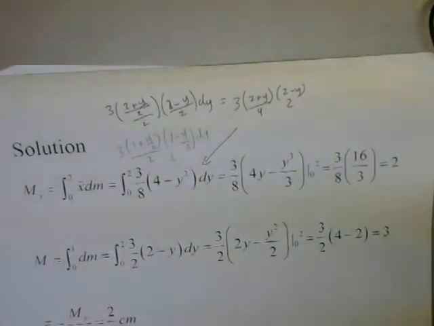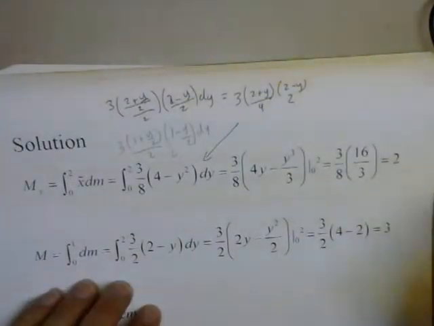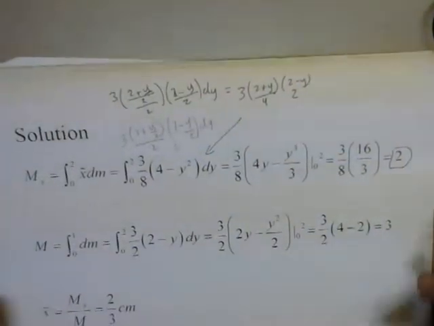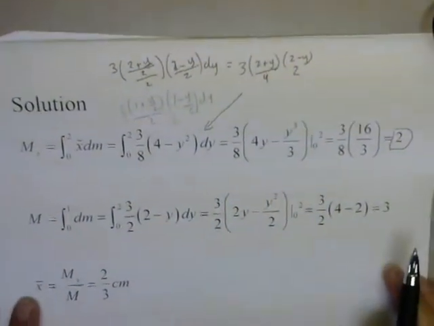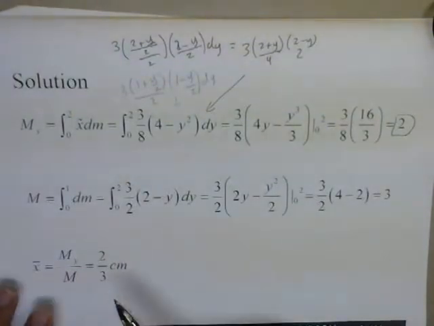There's some algebra to simplify that there. And then just go ahead and do the integral, and you get 2 for the top. And again, the mass of the plate is the same. And if you think about it, this should be the same as the answer that we got before, right? Because the center of mass isn't going to change. So the center of mass is just 2/3.